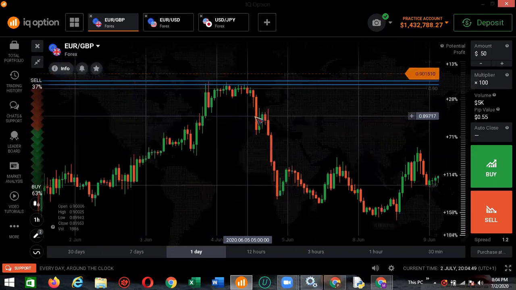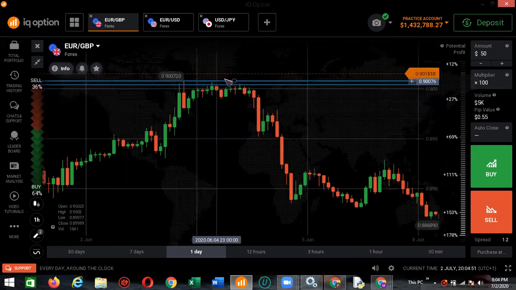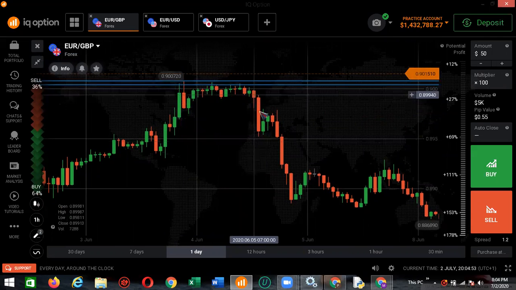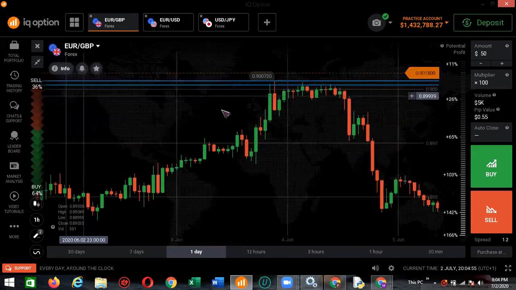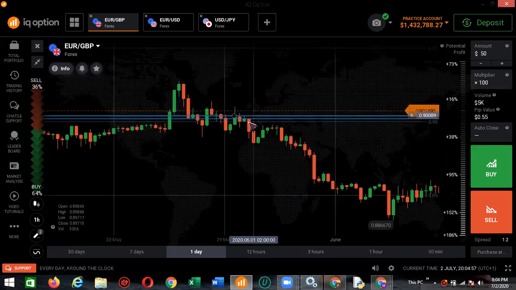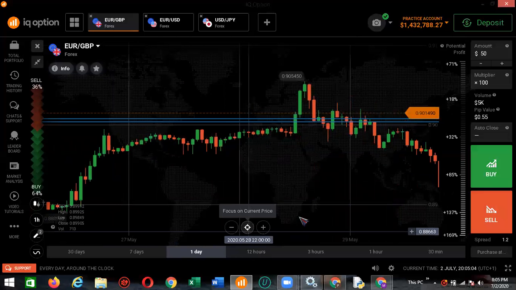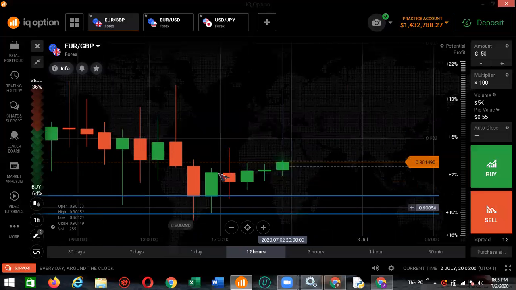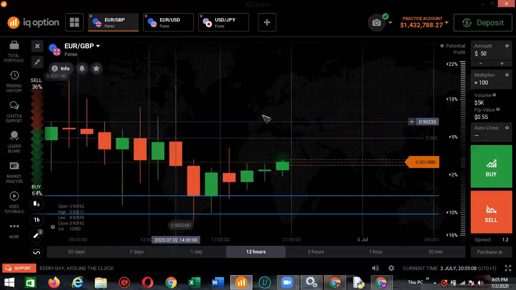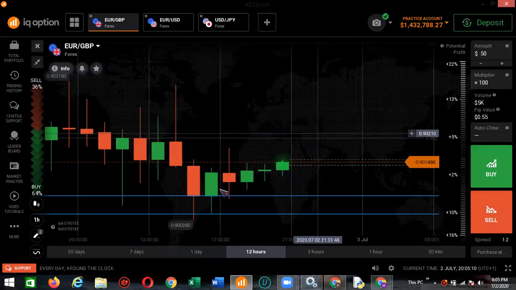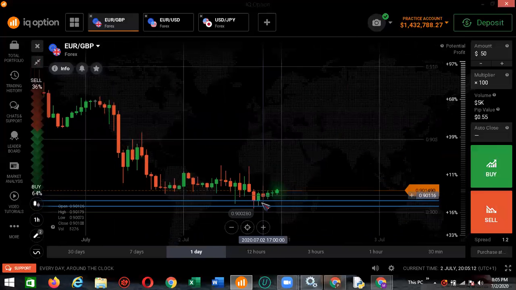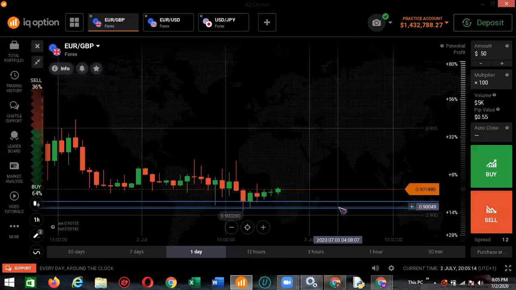So let's check. Look at this. It was used many times. It was bouncing back from that level. It was bouncing back from that level. Look at it. It was unable to cross it. It went up again. So that means this level is a strong support. Support level is always at the down part. Resistance is always at the upper part. Do you understand? So this level is a strong support level.